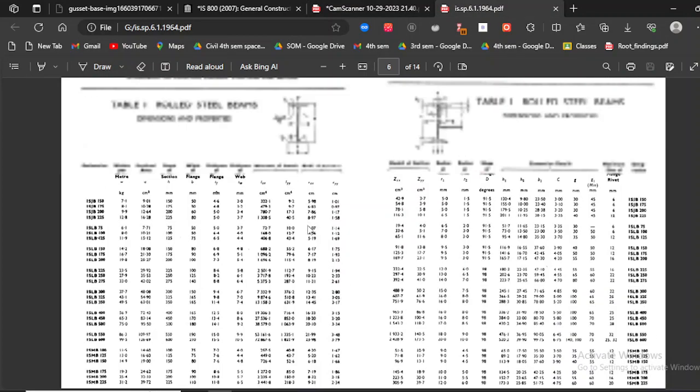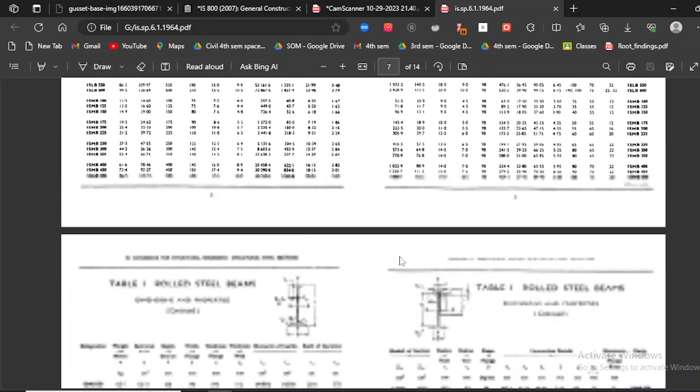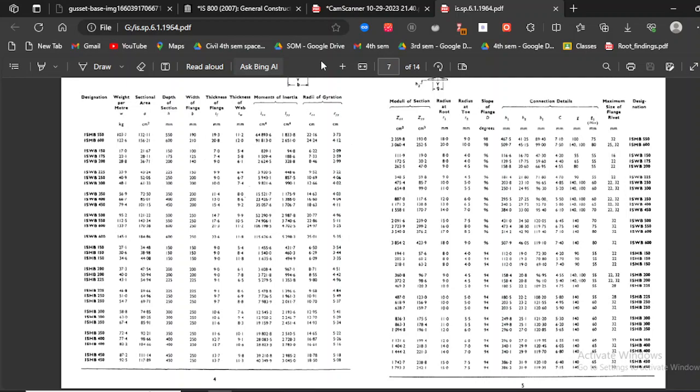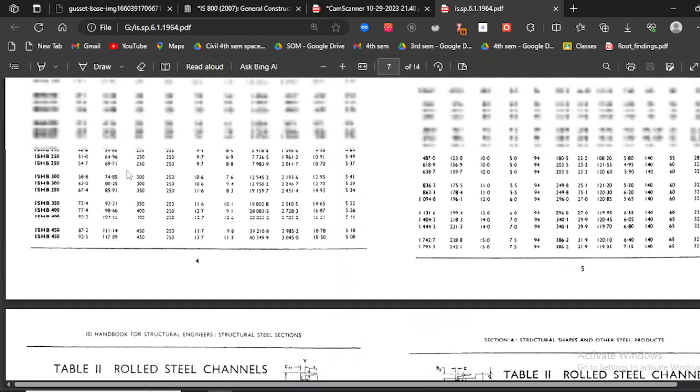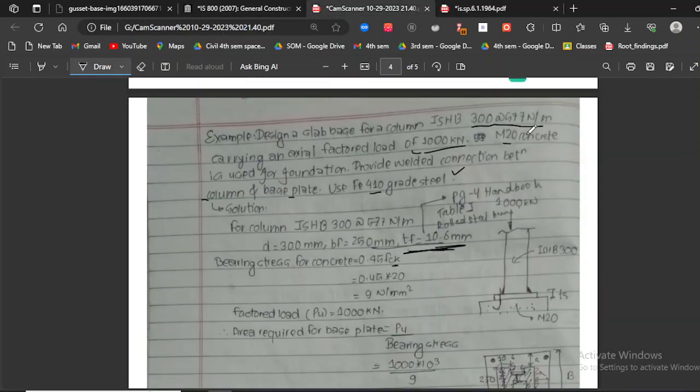Right now we are designing an ISHB 300, so let me search ISHB 300. It is over here. You can find ISHB 300, but there are two ISHB 300. So which one are you going to choose? We have another value as well, our 577 Newton per meter.